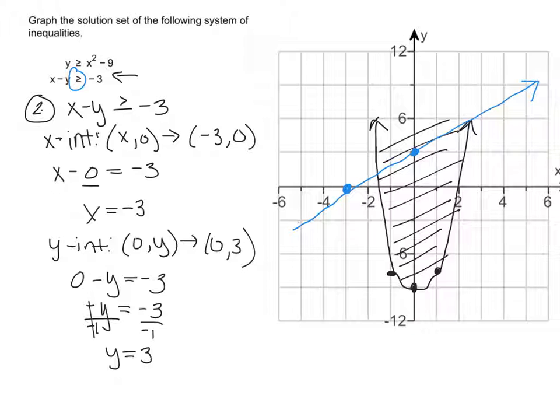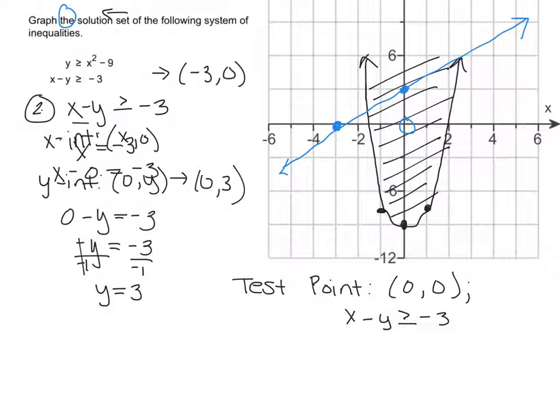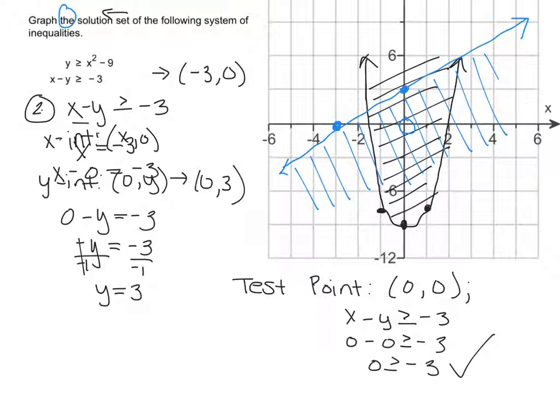And now I want to decide to shade above or below my line. So I'll choose a test point that is not on the line, and I'm going to choose point 0, 0. That means I'll substitute a 0 for x and a 0 for y into the original inequality, and I get 0 minus 0 is greater than or equal to negative 3, which is 0 is greater than or equal to negative 3. That is a true statement, so that means 0, 0 is going to be included in my shading. So I'll shade beneath the line to include that point.